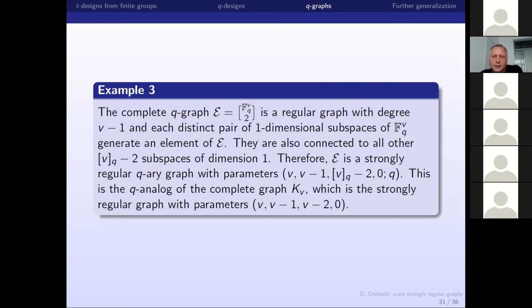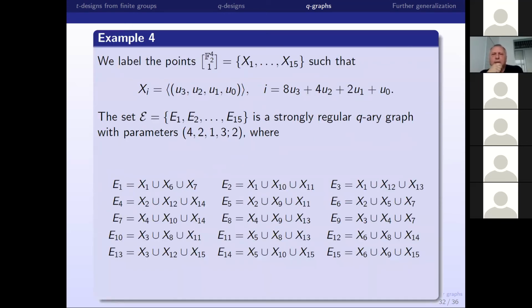that this is behaving as we want it to. But we also wanted some non-trivial example of a strongly regular graph. So we constructed this graph with parameters 4, 2, 1, 3, 2. The last 2 means that we're working over a binary field.